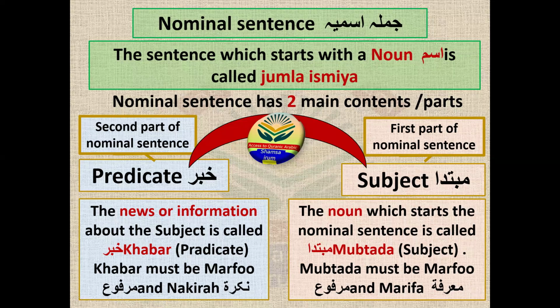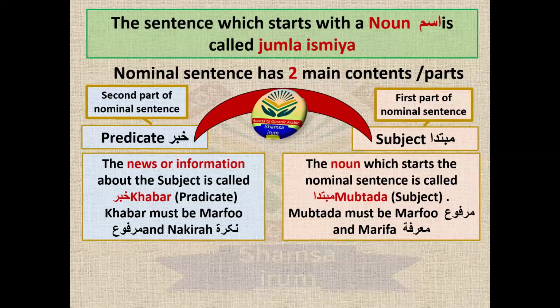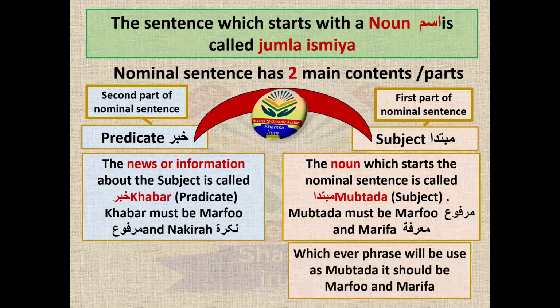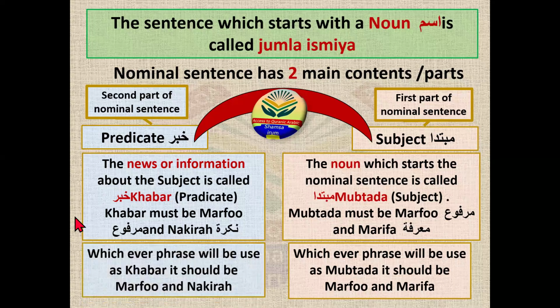Okay, so I will squeeze it, because now I will explain to you about the phrases. Whichever phrase we use in the place of the mubtada, as a subject, it should be marfu and it should be marifa. When I show you this with examples, you can understand easily what it means. About the khabar, whichever phrase we use as a khabar, it should be marfu and it should be nakira. So the main point is about marfu and marifa or nakira, about the mubtada and khabar.